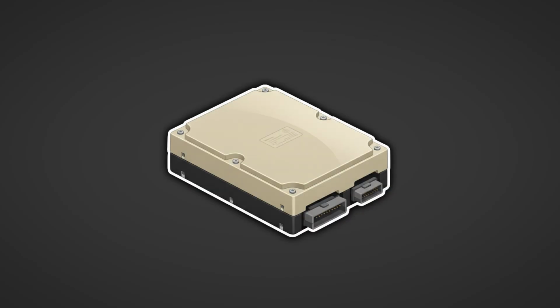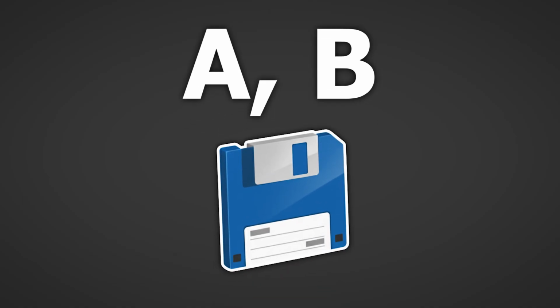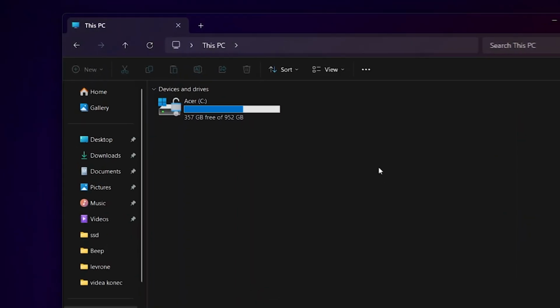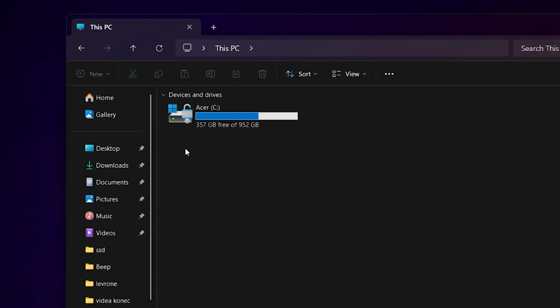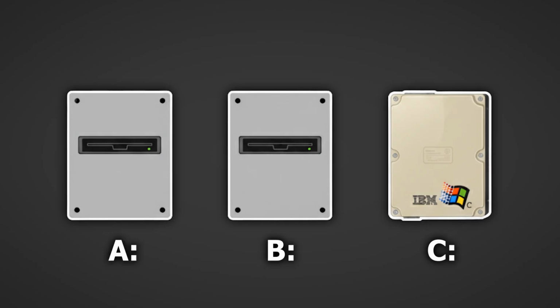But then hard drives came along. These were permanent storage devices inside your computer, and they needed their own letter. Microsoft couldn't use A or B. Those were the floppy drives. So the hard drive became C. That's why your main drive is always C. It's literally just the third letter. This made sense in 1981. 2 floppy drives, 1 hard drive, 3 drives, 3 letters.